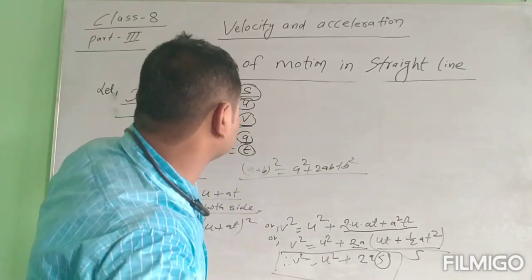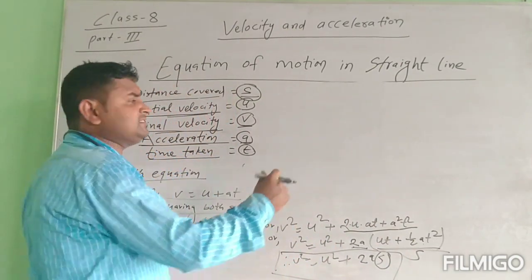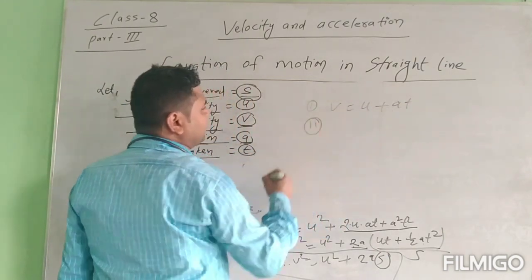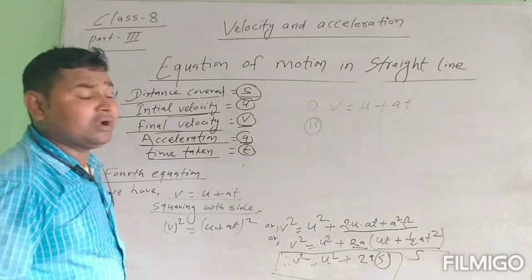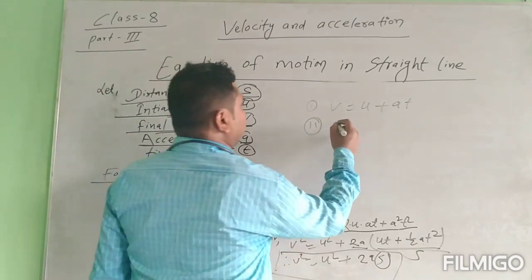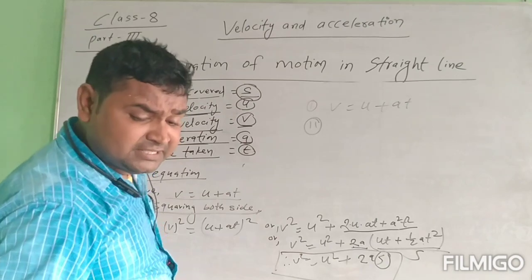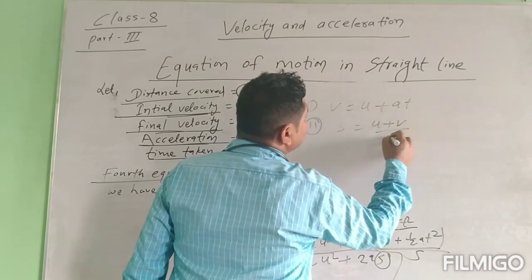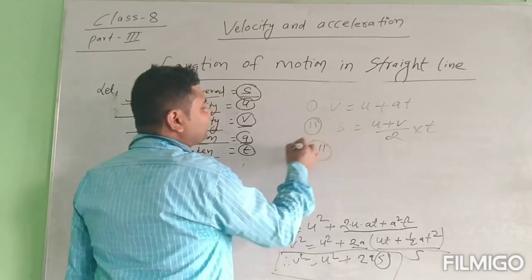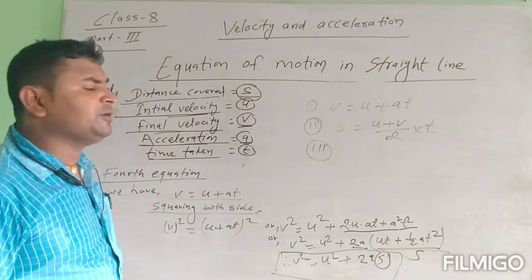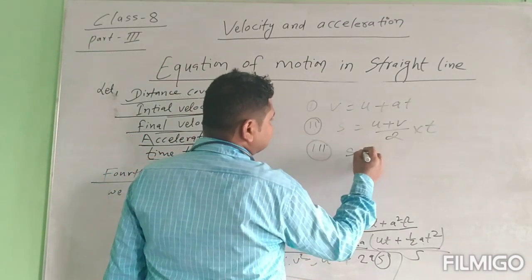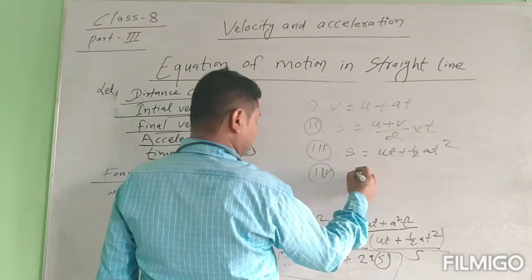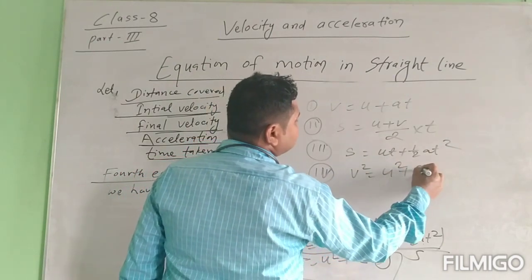Here I will write some important things. In the first equation we studied v is equal to u plus at. In the second equation we studied s is equal to (u plus v) by 2 into t. In the third equation we studied s is equal to ut plus half at square. And in the fourth we studied v square is equal to u square plus 2as.